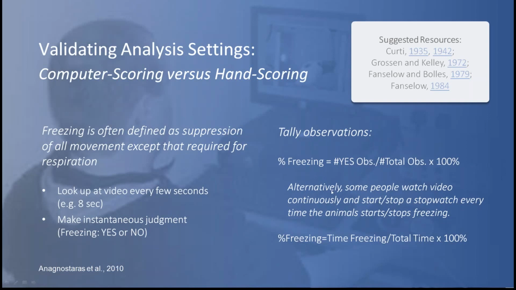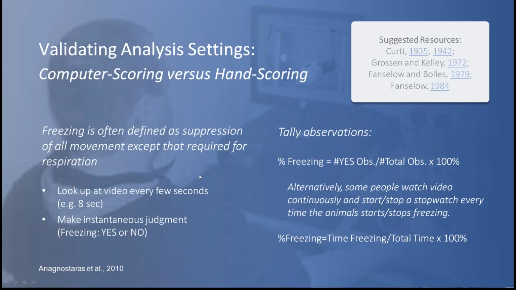An alternative method that's used in some labs is a continuous method, where the human observer is continuously watching the video and they're starting and stopping a stopwatch every time the animal starts and stops freezing. In that case, the time spent freezing is divided by the total time multiplied by 100 to give you your % freezing score. And those methods, this time sampling method versus the continuous sampling method, have both been used extensively in the literature and are both well accepted and validated.